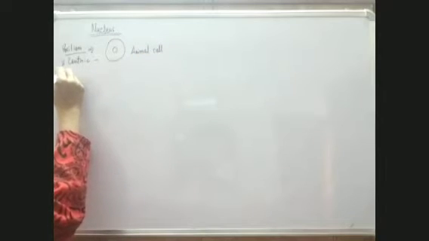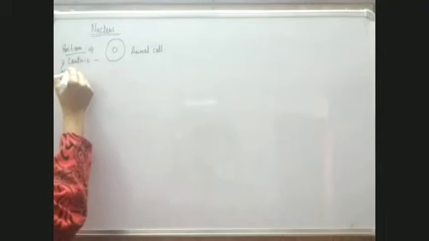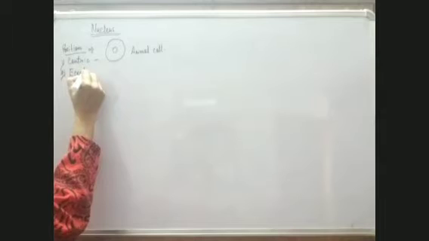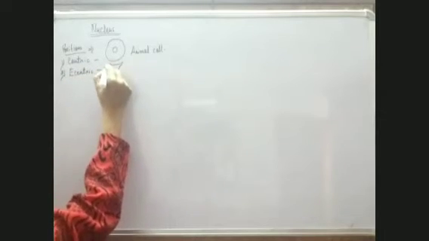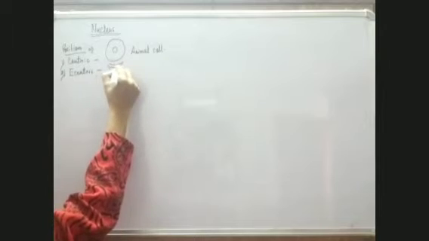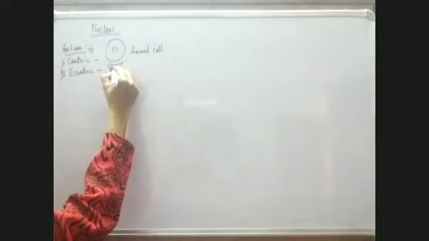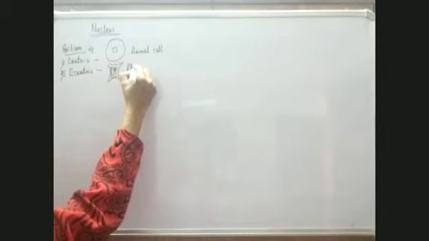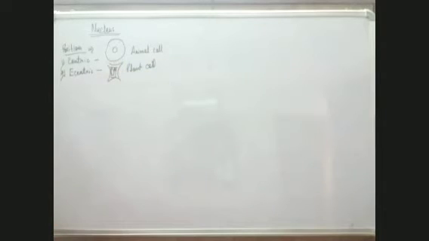The second, on the basis of position of nucleus, is eccentric. Suppose this is a plant cell. We have big vacuoles, so the nucleus is pushed to one side, and this is seen in plant cells. This is the second type on the basis of position of nucleus.